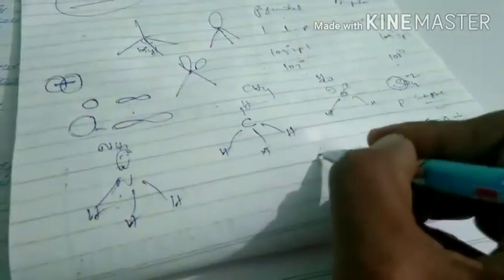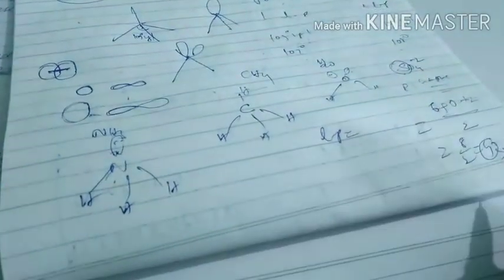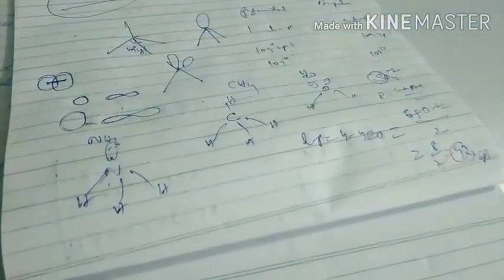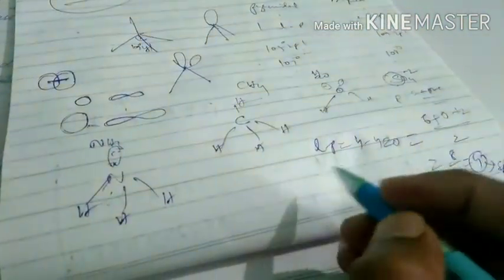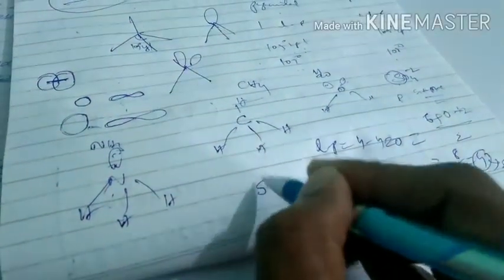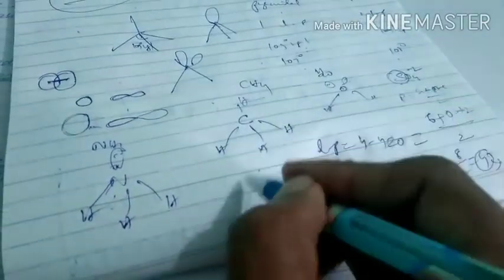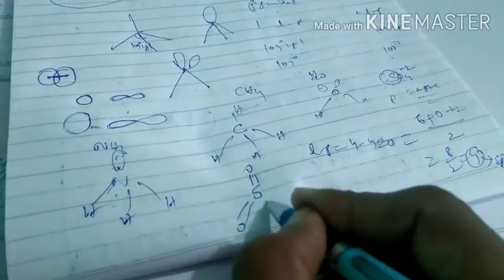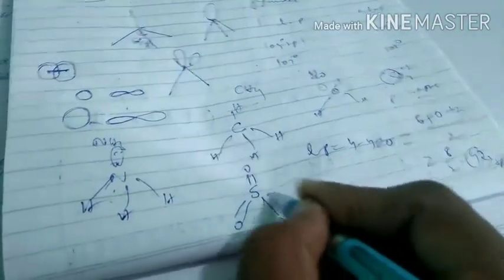If 4 comes, that is sp3. Then how many lone pairs? P minus the number of surrounding atoms, that means 4 minus 4, that is 0. So sp3 with 0 lone pairs. What is its shape? Tetrahedral. So the shape of SO4 minus 2 is like this.